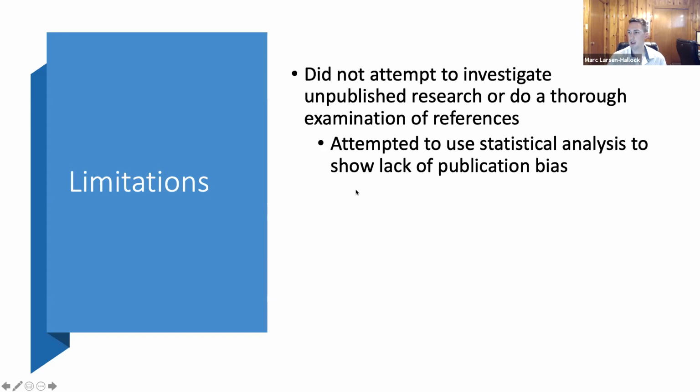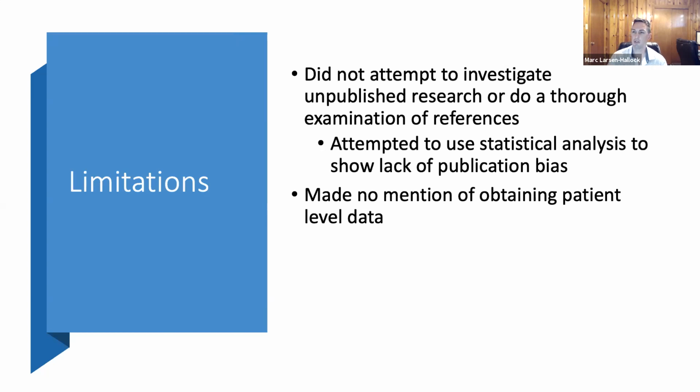And then they attempted to use a statistical analysis to show lack of publication bias. And I felt like that was them trying to explain away some of their, you can call it laziness or inability to do whatever the reasoning was. They didn't include it, and they tried to explain it away with statistics instead.